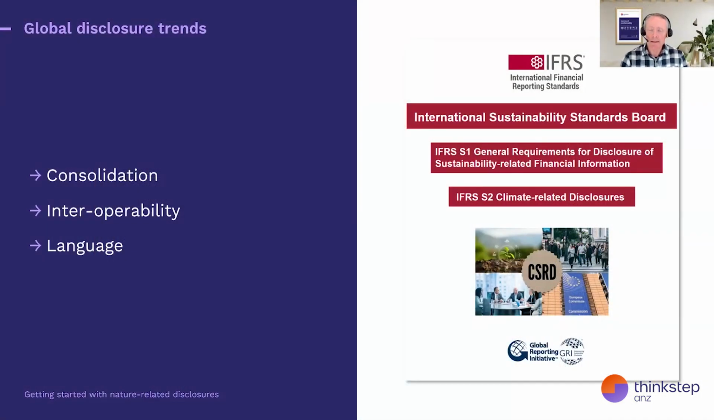The International Financial Reporting Standards, IFRS, set up the International Sustainability Standards Board, ISSB, to try and coordinate and produce one global standard for sustainability disclosures. And they've actually produced two, because they've also produced a standard around climate-related disclosures. And there are obviously some differences and alignments between those standards.